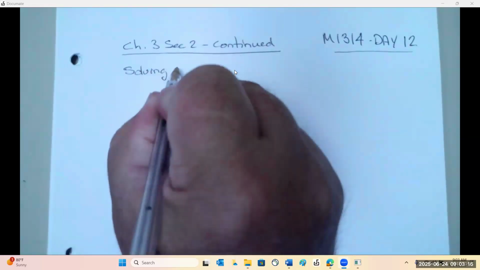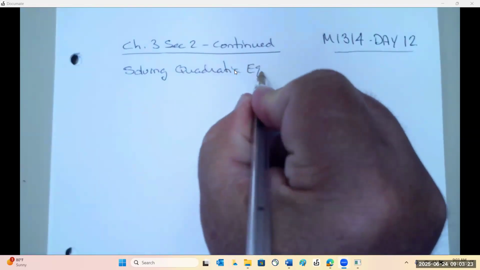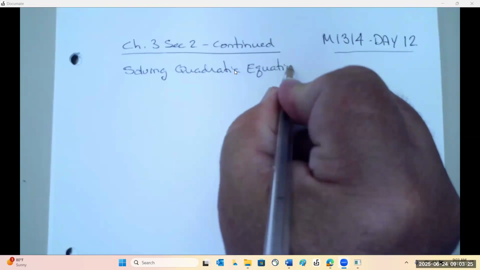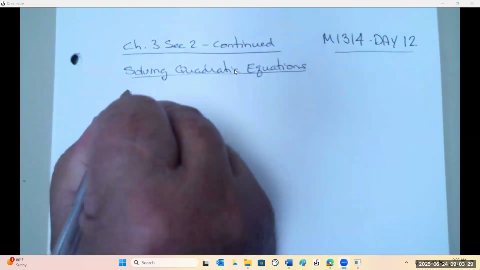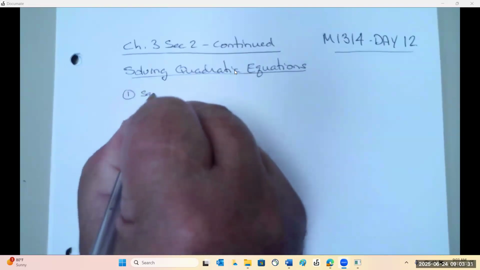All right, yesterday we talked about what methods? We talked about, okay, solving quadratic equations. We first talked about the square root method.